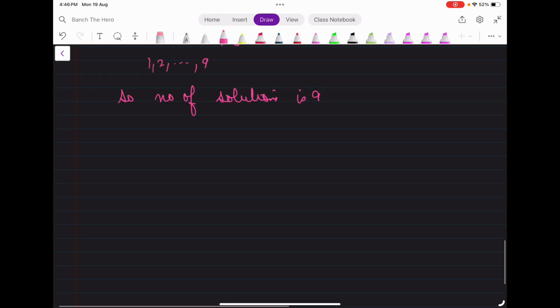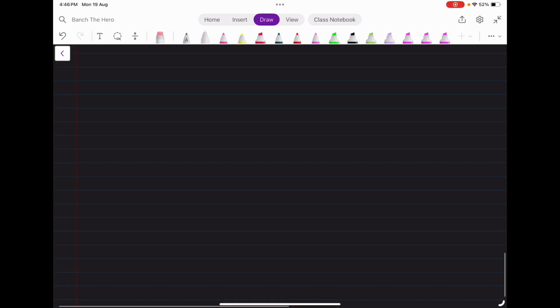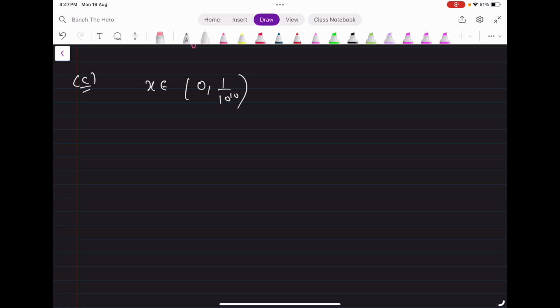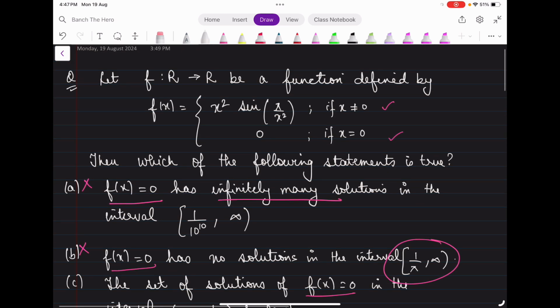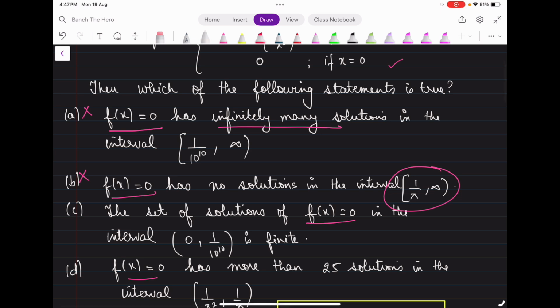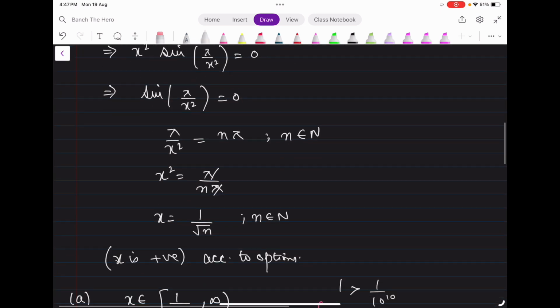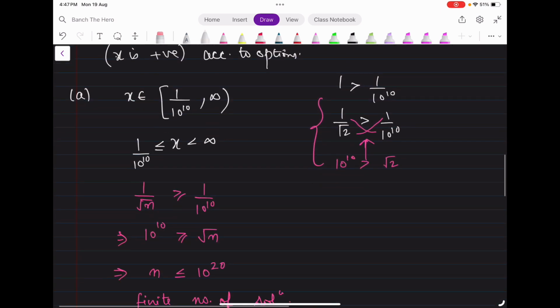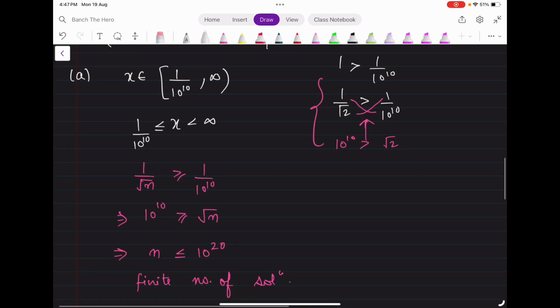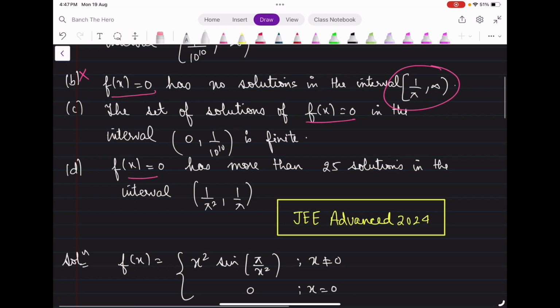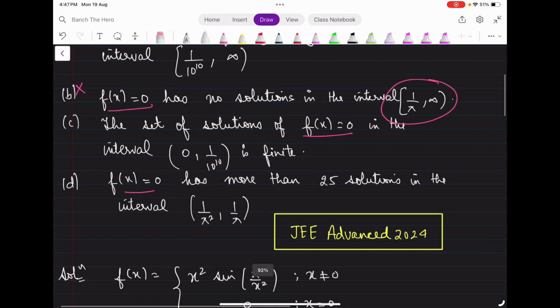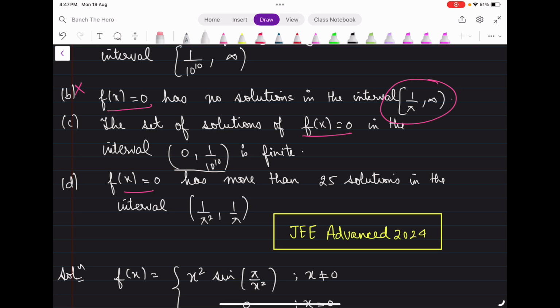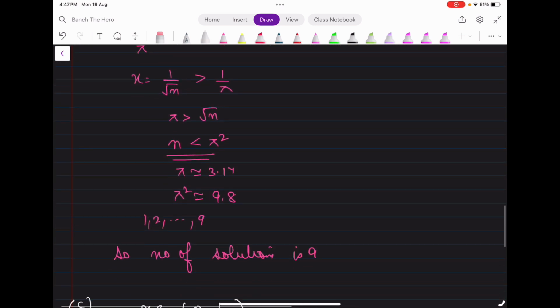So based on the same strategy, let us check now the third option. x lies between 0 to 1 by 10 raised to power 10. Students, we know that in the first option, it was from 1 by 10 raised to power 10 to infinity. That's why this inequality was there, that is 1 by root n is greater than 1 by 10 raised to power 10. Because if it is greater than the smallest number present in the interval, it is true for all the numbers. But now we have to consider the numbers in the third option between 0 to 1 by 10 raised to power 10. So it means less than 1 by 10 raised to power 10.